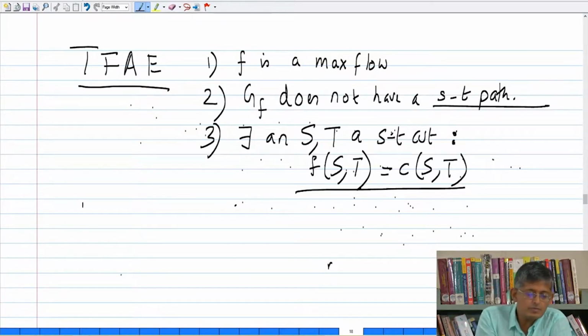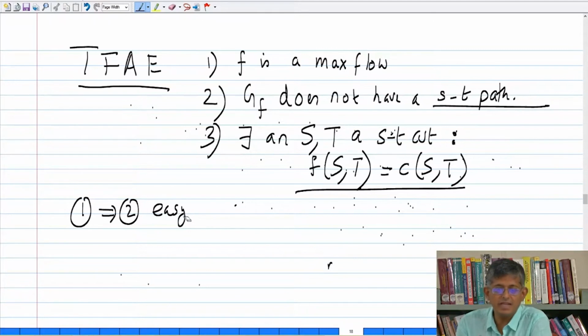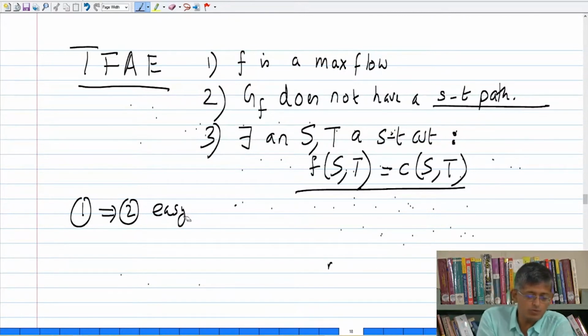So 1 to 2 is obvious, because if you find an ST path in GF, then you can increase the value of the flow, but F is a max flow, therefore there is no ST path. Now let us prove 2 to 3. The following are equivalent, which means we will prove 1 to 2, 2 to 3 and 3 to 4.